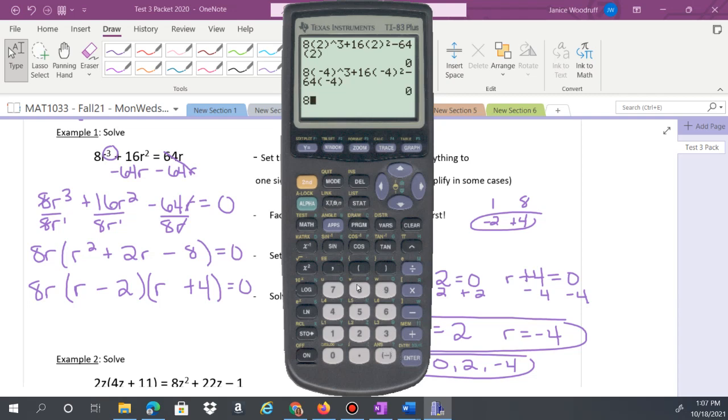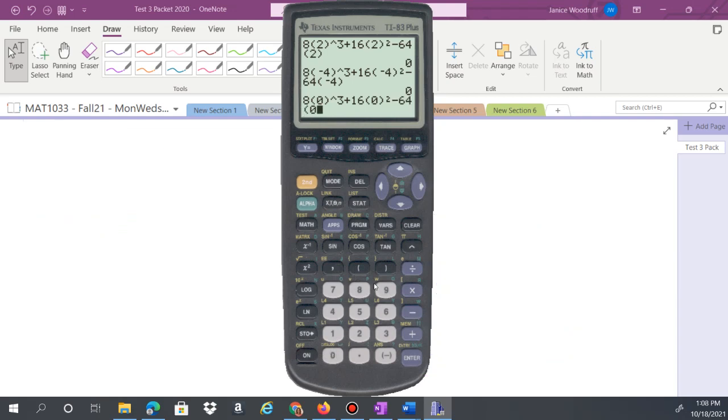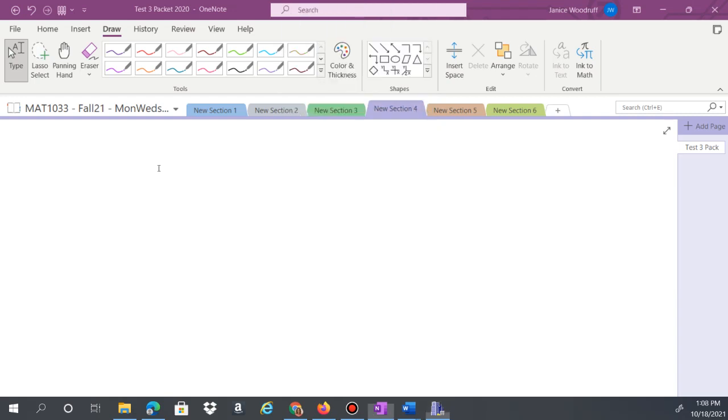And then just to check, 8 times 0 cubed plus 16 times 0 squared minus 64 times 0 also gives us 0. So that's how we can check the solutions to our problem. So you're really just, all of it is the same that we've been doing with factoring.